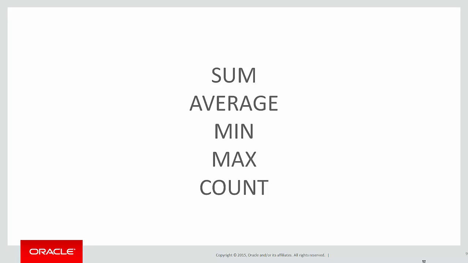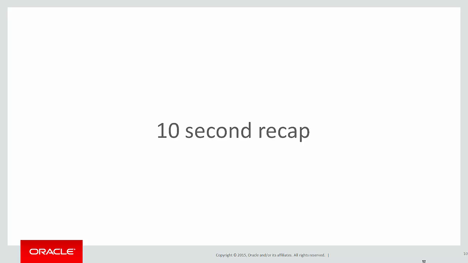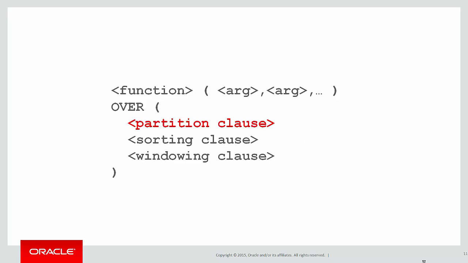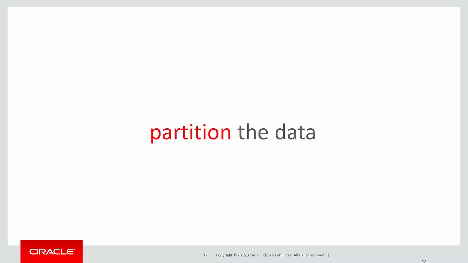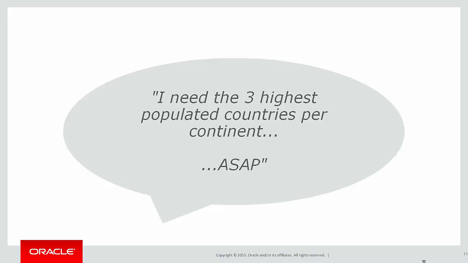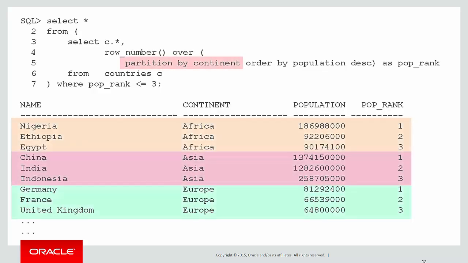So aggregation you'll be familiar with. It's sum, average, min, max, count, those kind of functions that we would normally see in a group by statement. So a quick 10-second recap. In the last session, we looked at the partition clause for the first time. And that was really about partitioning the data into logical subsets and then applying an analytic to them. So this is the example we looked at. We needed the 3 highest populated countries per continent, and this is what we did. We partitioned the data by continent, and therefore we got a ranking figure, 1, 2, or 3, in the pop rank column for each continent rather than across the whole set.